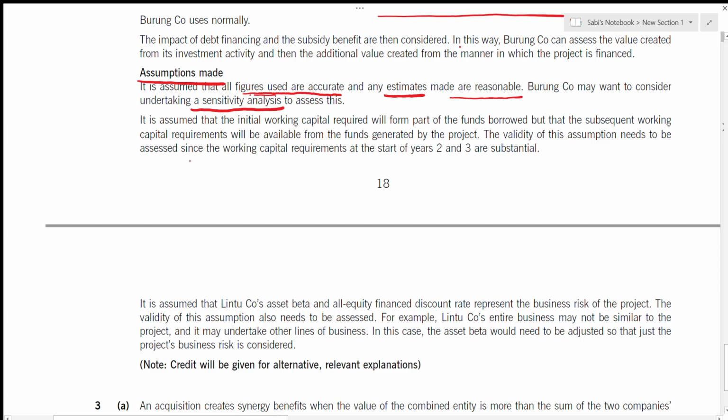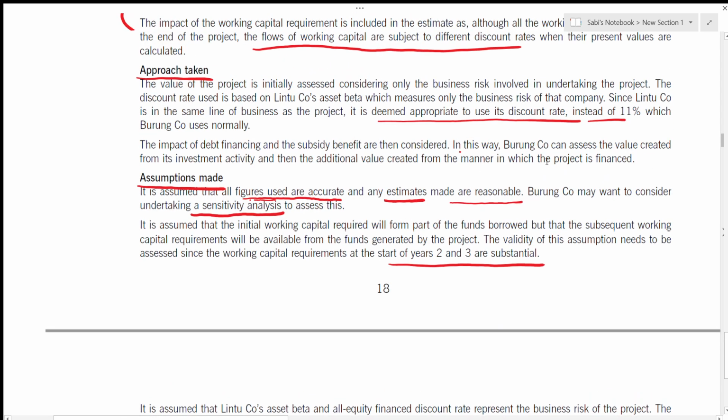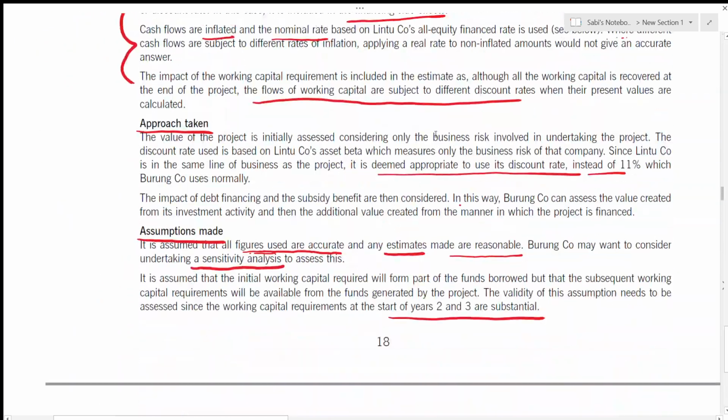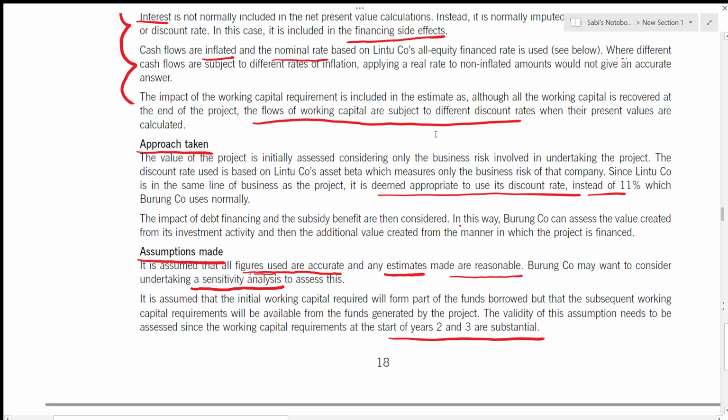Right? Why? Since the working capital requirements at the start of years 2 and 3 are substantial. Just go to the year 2 and 3 working capital and check. It is 8.54 and 12.36, which is very huge, while we only have 4.97 in year 1. It's very big, right? Substantial. So therefore the validity needs to be tested.